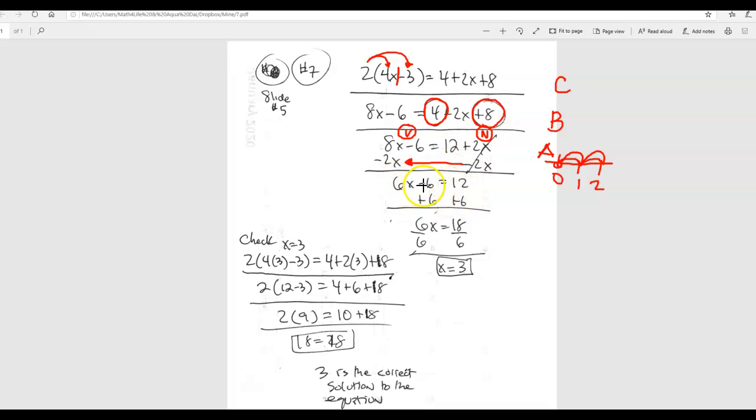So I have 6x minus 6 equals 12. I'm getting close. I got my number over here. I have no variable, but guess what? I got a number on this side. So let's go ahead and just smash it out real fast.